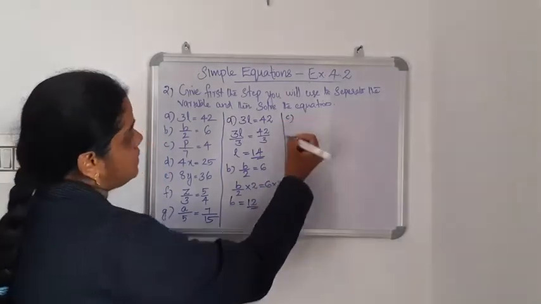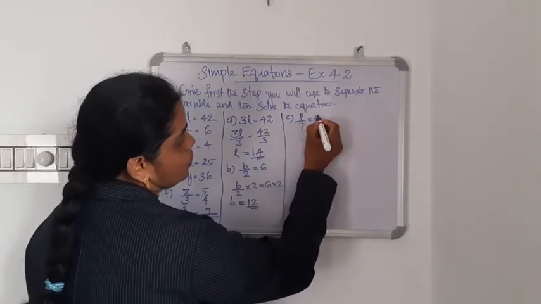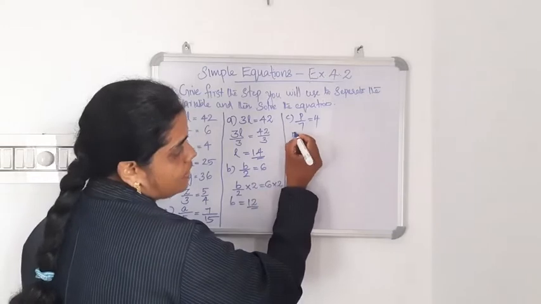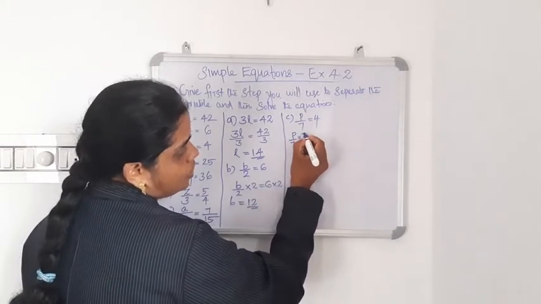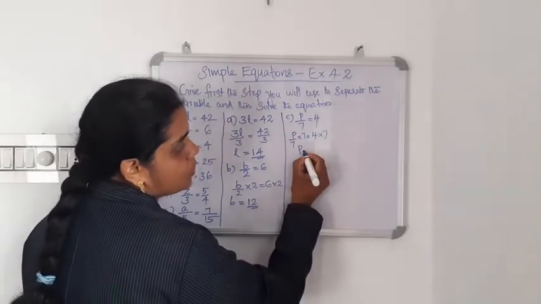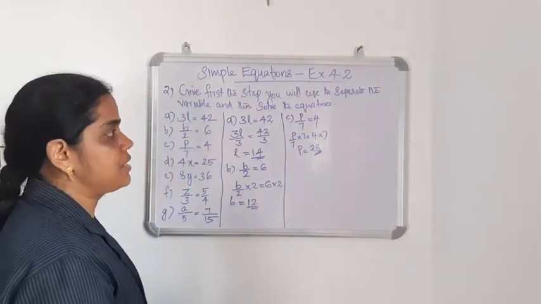Then C question, p by 7 equal to 4. So what is the next step? We can multiply with 7. p by 7 into 7 equal to 4 into 7. So p equal to 4 7s are 28.